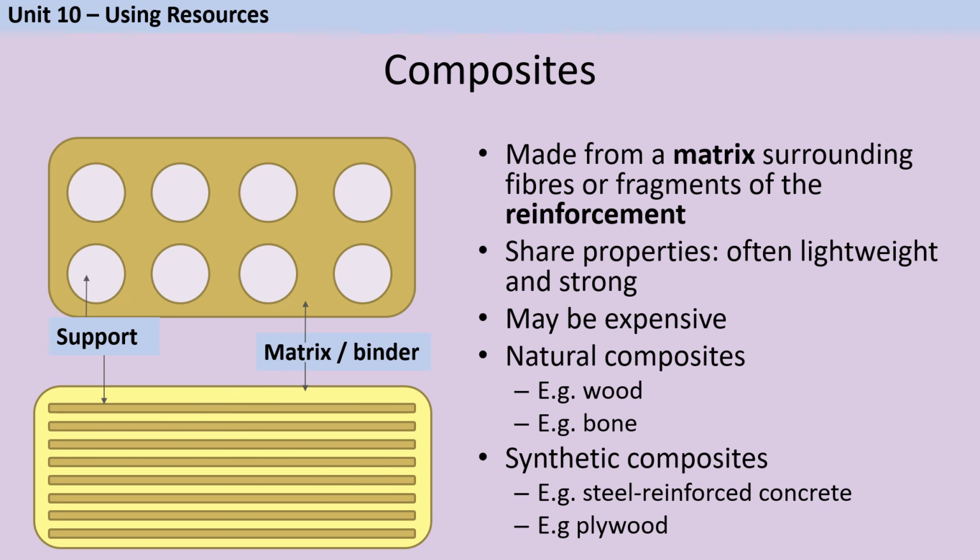The two individual materials that make up a composite are called the reinforcement, which tends to be the bit that's providing the strength, and then the matrix, or it's sometimes also called a binder, which is kind of holding the whole thing together.